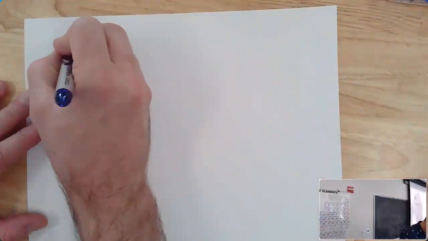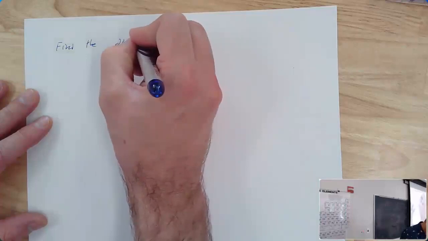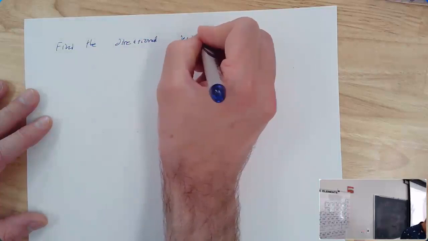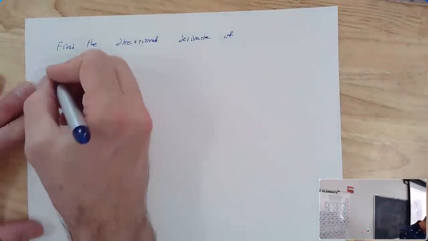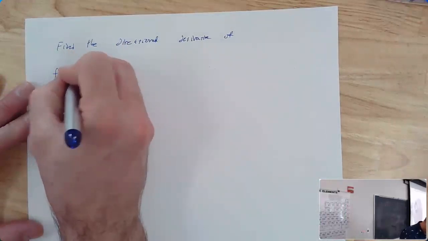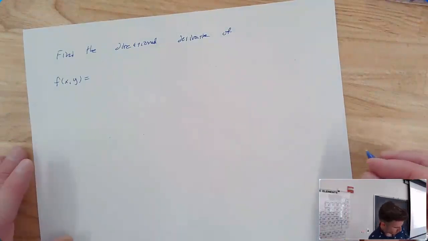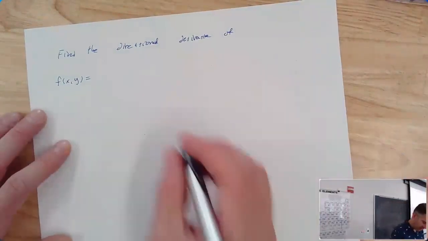So let's do another directional derivative, and then we'll talk about a couple things. So I want to find the directional derivative of, excuse me, f of xy equal to, let's do something. It's kind of terrible, James. You should not do that. Let's just do this nice, not terrible one.